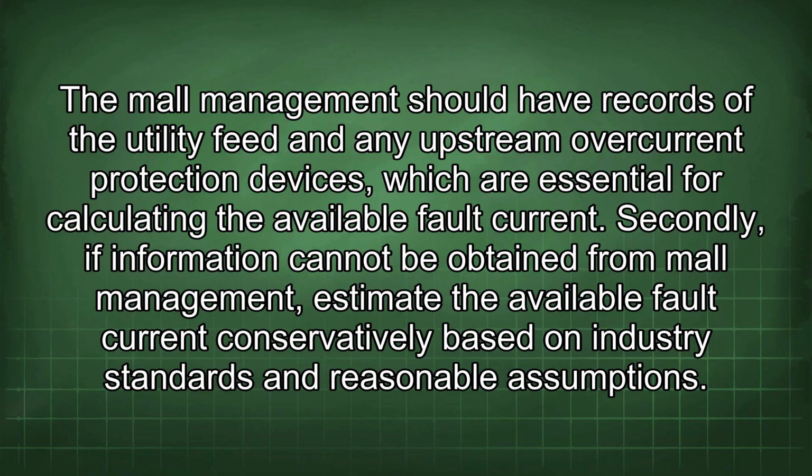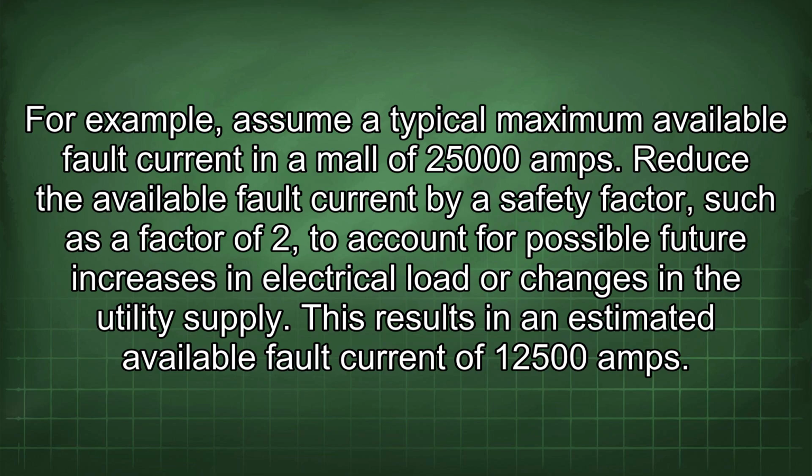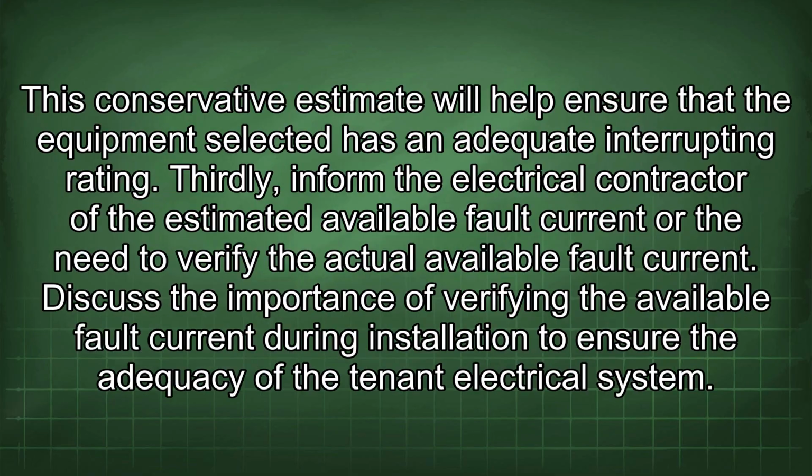Secondly, if information cannot be obtained from mall management, estimate the available fault current conservatively based on industry standards and reasonable assumptions. For example, assume a typical maximum available fault current in a mall of 25,000 amps. Reduce the available fault current by a safety factor, such as a factor of 2, to account for possible future increases in electrical load or changes in the utility supply. This results in an estimated available fault current of 12,500 amps. This conservative estimate will help ensure that the equipment selected has an adequate interrupting rating.